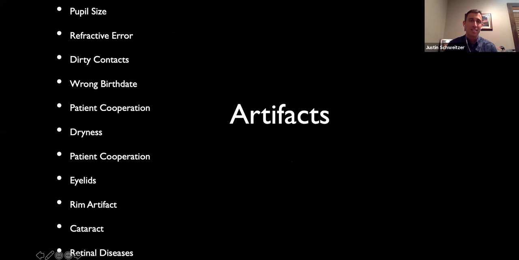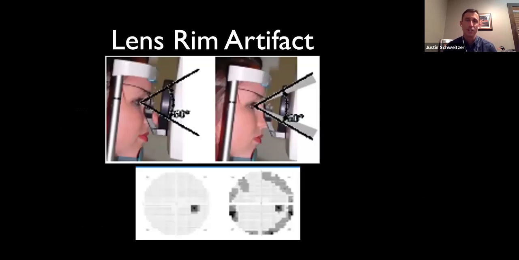So artifacts, this again goes partially into your guys' realm of what you need to pay attention to when you're doing these visual fields. Pupil size, refractive error, are they wearing contacts, how long have they been wearing contacts? If we put the wrong birth date in, is the patient cooperating? Are they dry? We put in cooperation twice. You know why I put it in there twice? Because that's usually the biggest issue. Eyelids, the rim artifact. I'll show you a picture of that in a second. Do they have some other types of pathology? Retinal disease? All this stuff can affect our visual field. And so, big things to pay attention to.